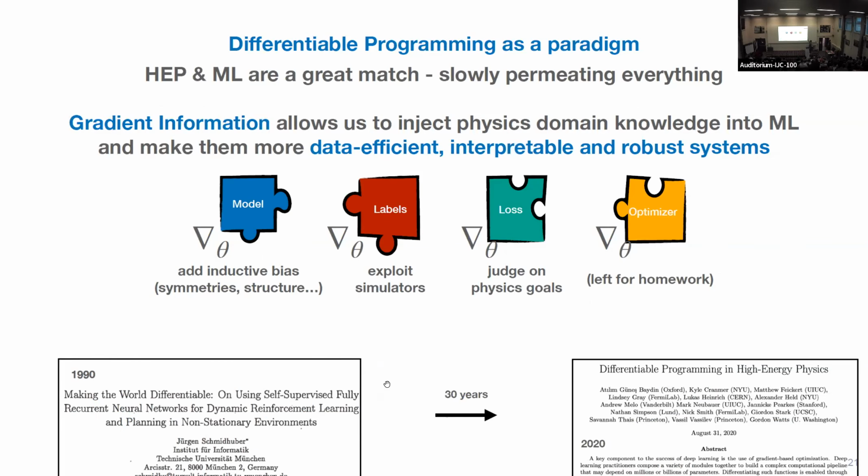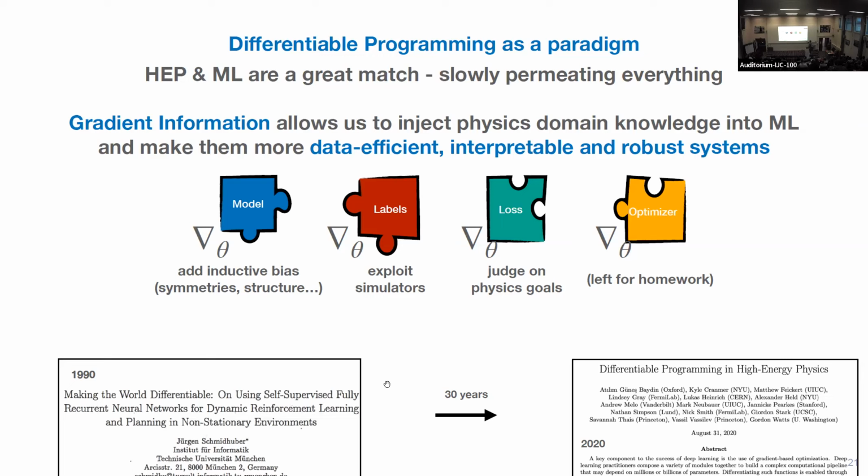So yeah, this is my summary. Gradient information is useful for all kinds of machine learning things. We can improve the model by adding inductive bias. We can improve the labels, like with simulation-based inference. We can improve the loss, so we can have downstream assessment of the result of the machine learning model that guides the model in a useful way.